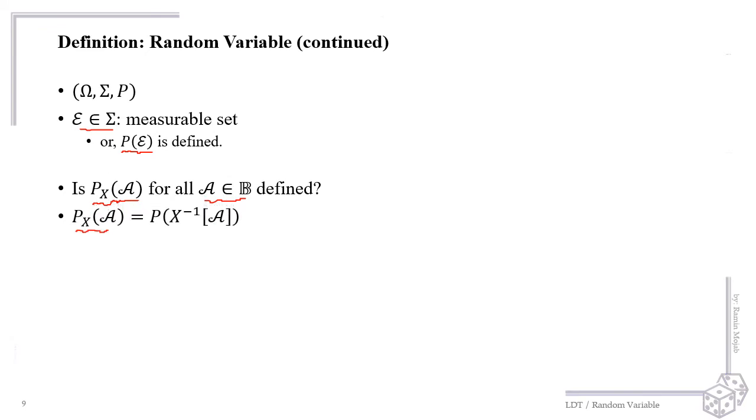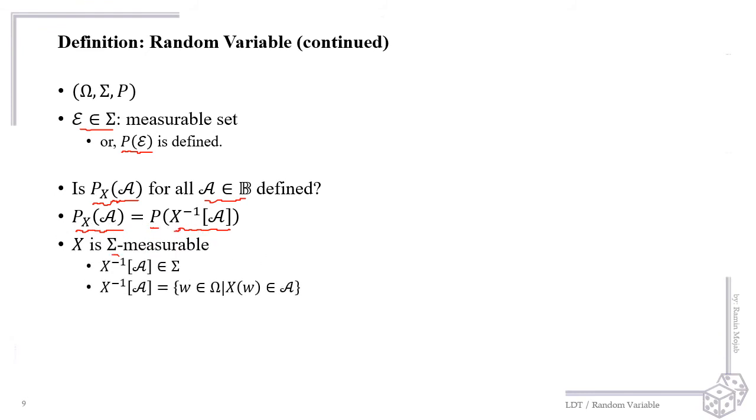We know that this probability equals the probability of the inverse image of A under X. And since X is a sigma measurable function, this part is in sigma. Therefore, we can calculate its probability. Therefore, the answer to this question is yes. Also note that the inverse image of A under X is this set, W in omega, such that X of W is in A. Of course, we'll talk about this in some examples later.